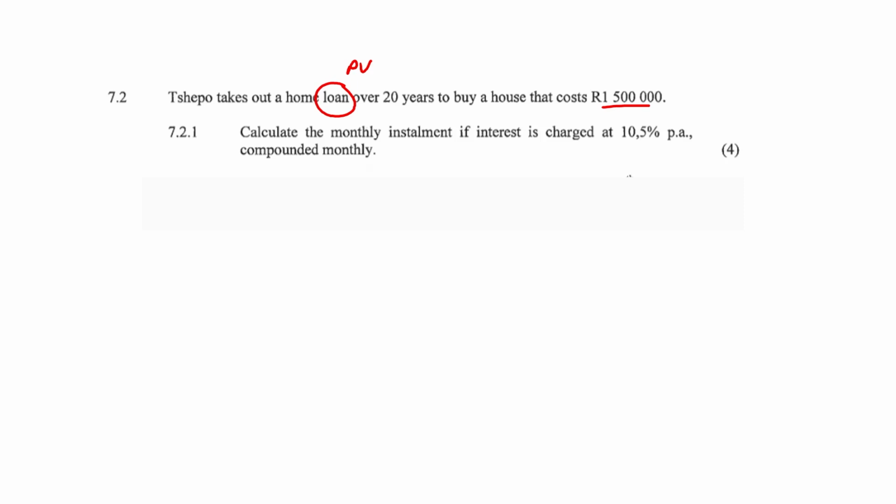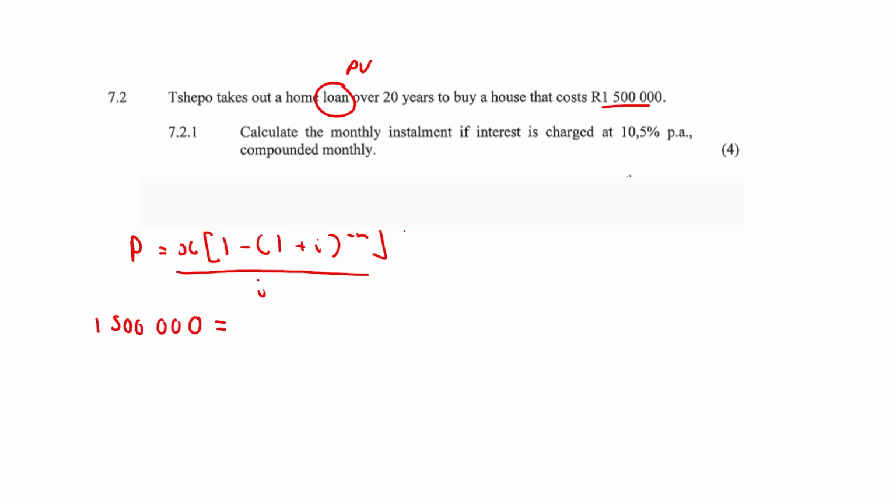So first things first, we use our present value formula. It is coming from our formula sheet. Okay, so we've got our formula here and our present value is 1,500,000. Let's just plug it in. We are calculating our monthly installment, which is X. It's our unknown variable. Open the bracket, 1 minus, open another bracket, 1 plus. Our interest is 10.5% per annum compounded monthly.